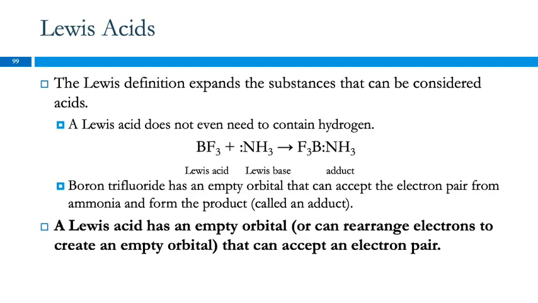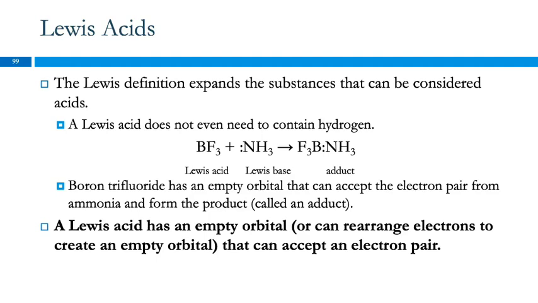So here's boron trifluoride. Boron trifluoride has an empty orbital. That empty orbital can accept the lone pair on this nitrogen from ammonia. Ammonia acts as the Lewis base, BF3 as the Lewis acid, and they get together and form an adduct. So these two molecules come together, and they're called an adduct.